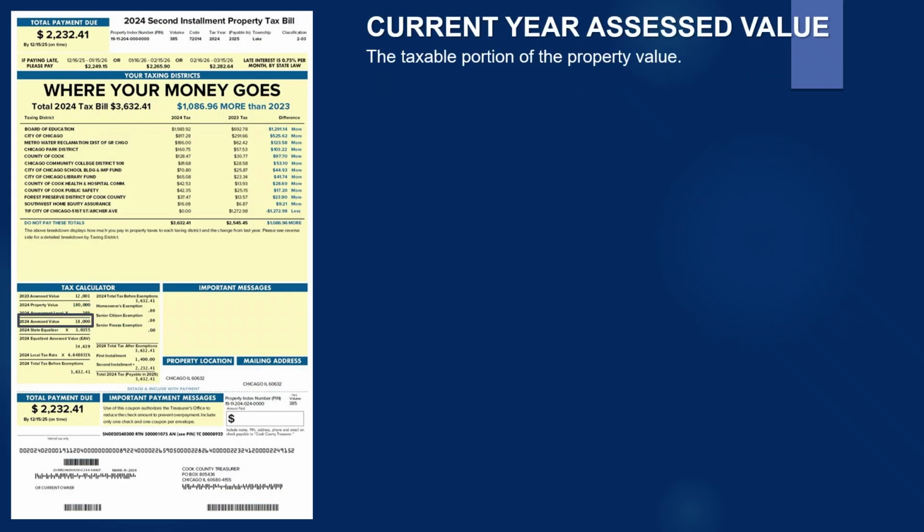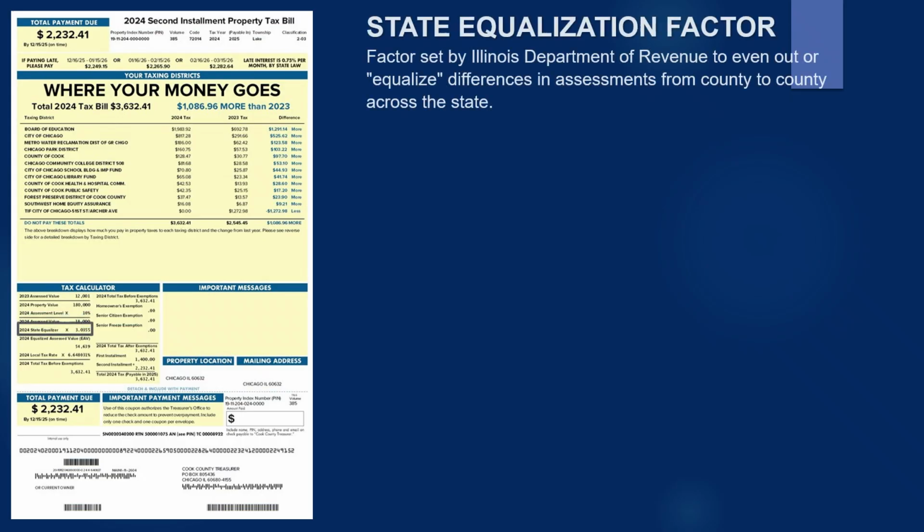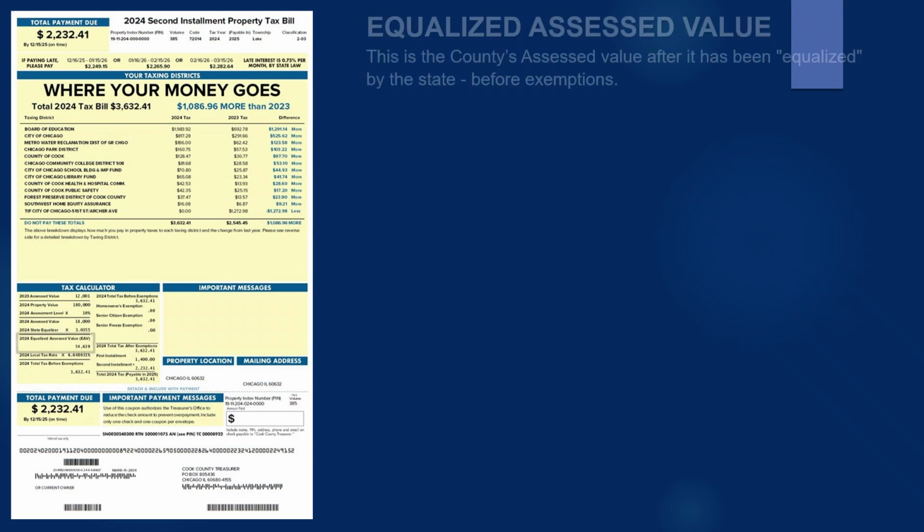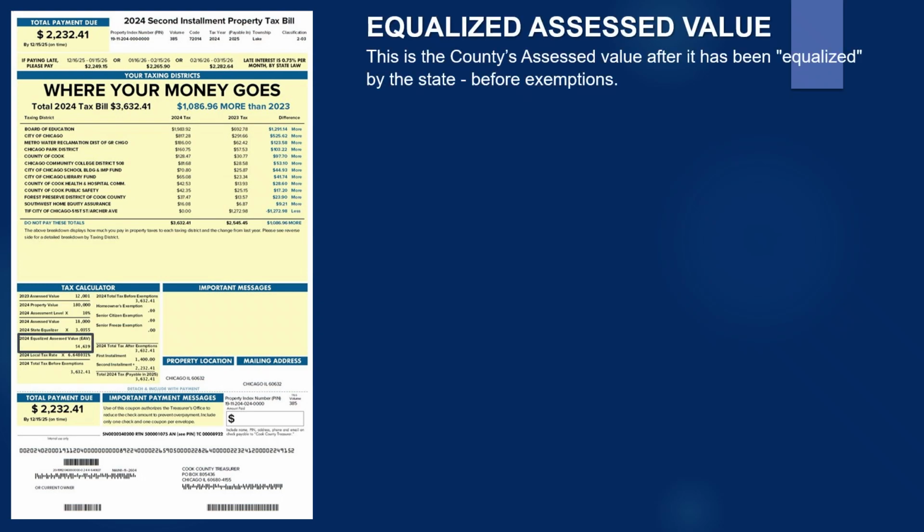The current year assessed value is the taxable portion of your market value. The state equalization factor is set by the Illinois Department of Revenue to even out differences in assessments from county to county across the state. The equalized assessed value is the county's assessed value after it has been equalized by the state, before exemptions.